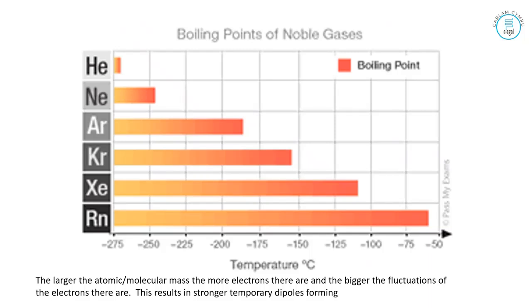And this is a consequence of you having more electrons as your atomic mass increases. So you think about helium, it's got 2 electrons, come down to radon, well, it's got a fair few more. And what that means is that you have bigger fluctuations. And the bigger the fluctuations in your electrons, the bigger the dipole and the stronger the attraction.